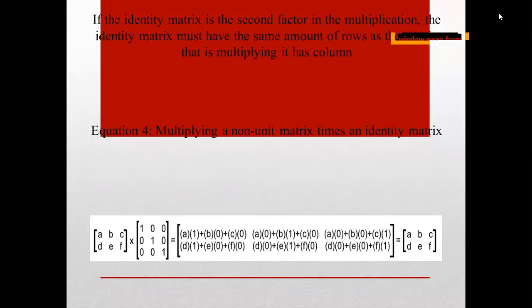So A multiplied by 1 plus B multiplied by 0 plus C multiplied by 0. Then A multiplied by 0 plus B multiplied by 1 plus C multiplied by 0. Then A multiplied by 0 plus B multiplied by 0 plus C multiplied by 1. Like this it goes on. The order of the resultant matrix will be the same as the first matrix. So this is the output. The output is A, B, C, D, E, F.